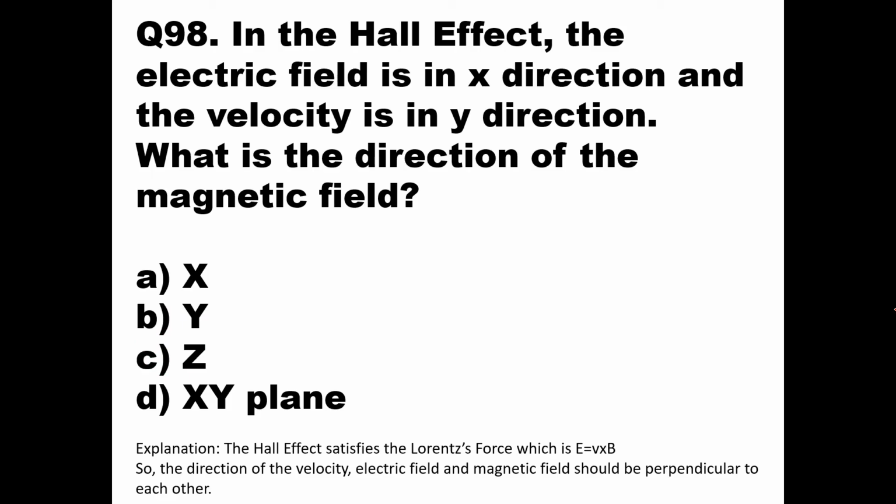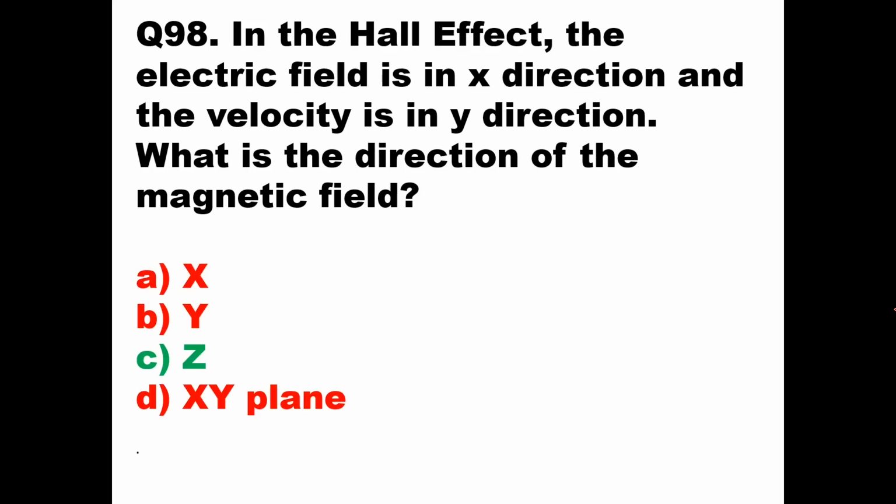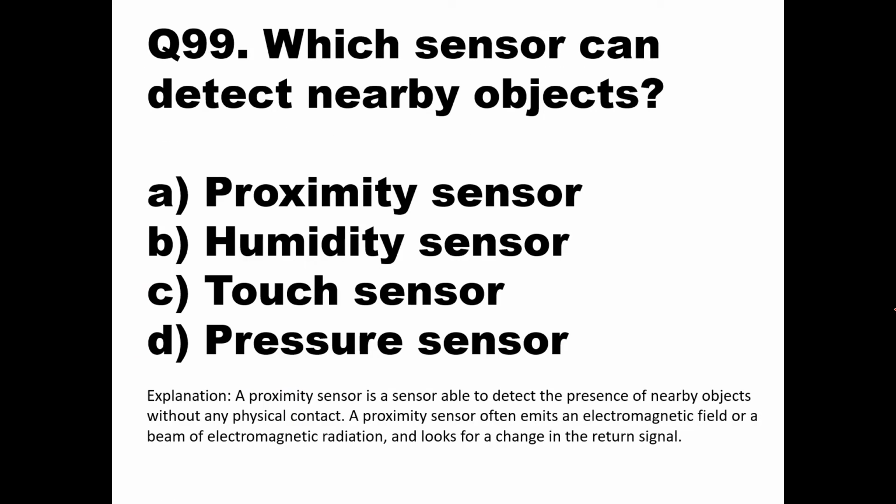In the Hall effect, the electric field is in x direction and the velocity is in y direction. What is the direction of the magnetic field? So when we say electric field, magnetic field and velocity, these three are mutually perpendicular to each other. Okay, so when they are mutually perpendicular to each other, if electric field is going in x direction and if velocity is in y direction, then magnetic field has to go in z direction. So here answer C, Z will be the correct answer. Okay, answer C, Z. Then we'll go to the next question, question number 99.